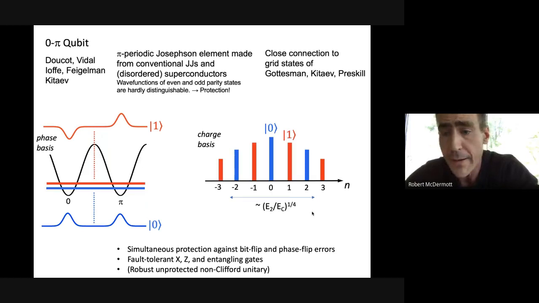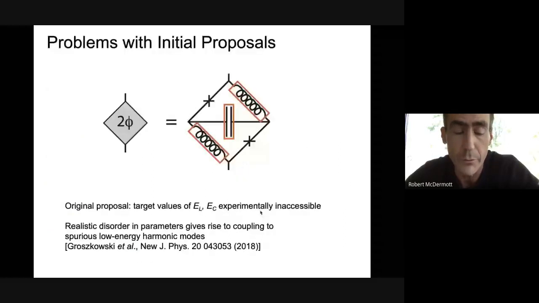Good. And as Lev was mentioning at the end of Michel's talk, there is a close connection between these types of strongly delocalized states where you encode in charge parity and the grid states of GKP. So as I'll show, this type of qubit, if we can realize it, will provide simultaneous protection against both bit flip and phase flip errors, access to fault-tolerant Cliffords, and although I won't discuss it, we do have access to a robust, unprotected, non-Clifford operation.